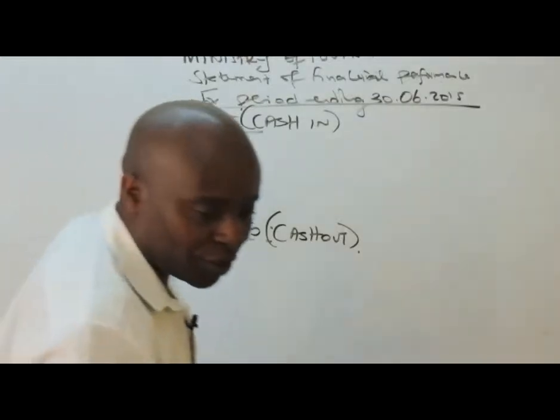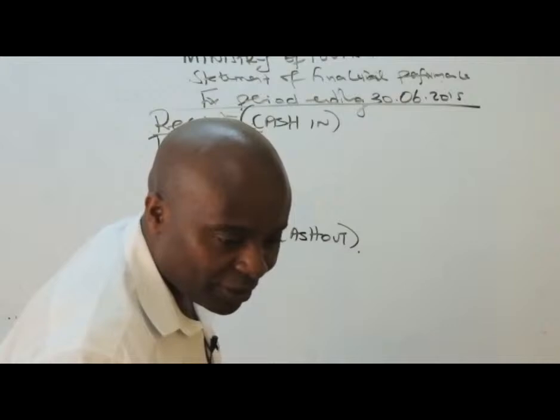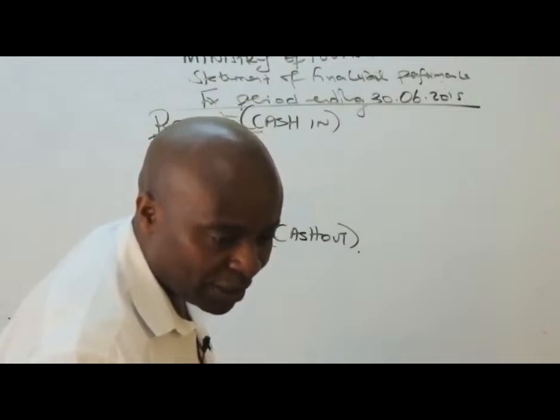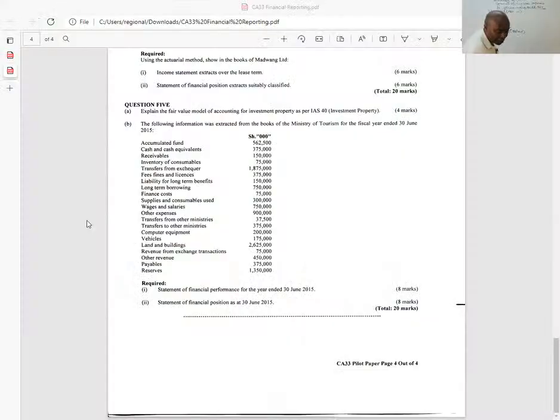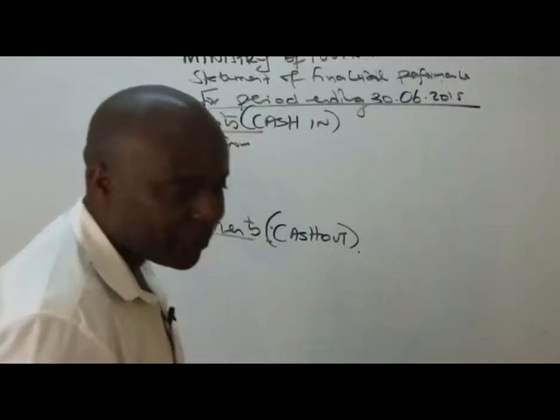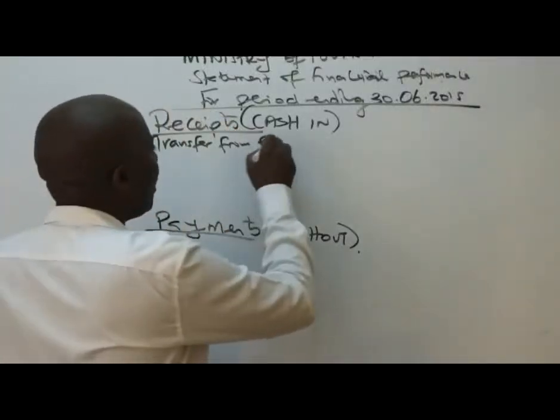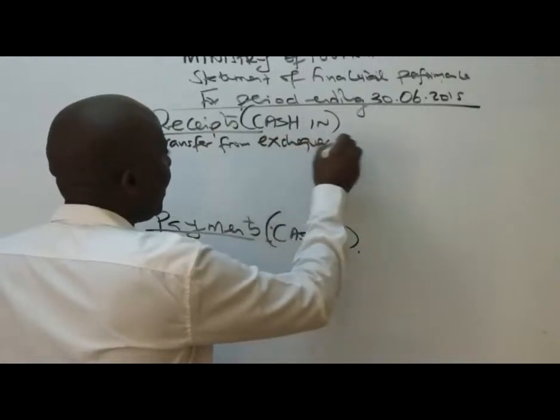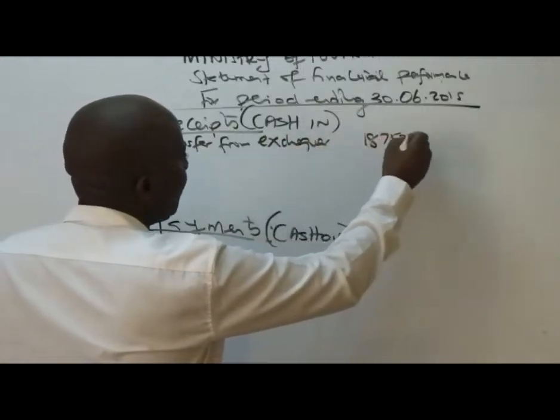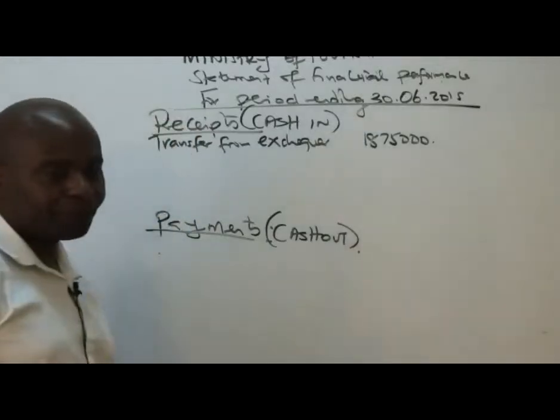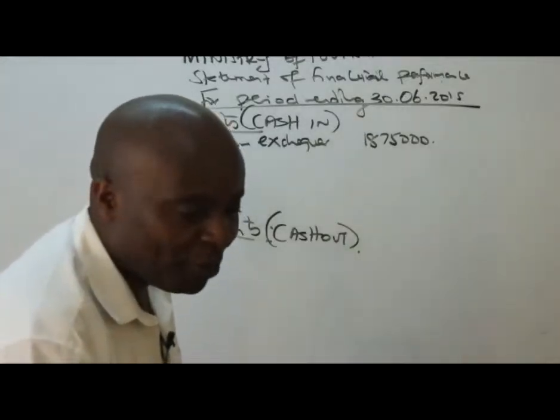Other ministries. Yeah, it's paid from the exchequer, right? Transfer from exchequer. So the exchequer, remember, is the central government. Transfer from exchequer, it's a cash in, 1,875,000, like that. Now you'll be able to slot them very fast.